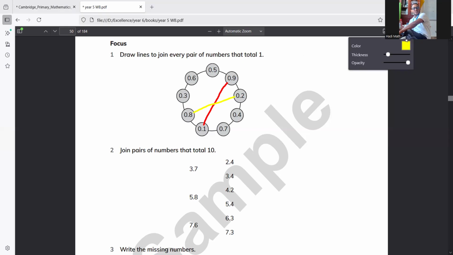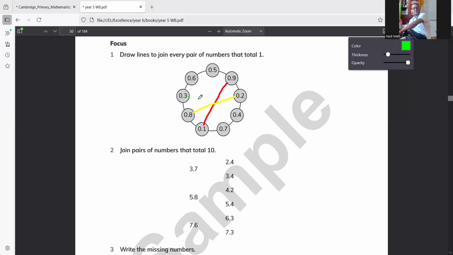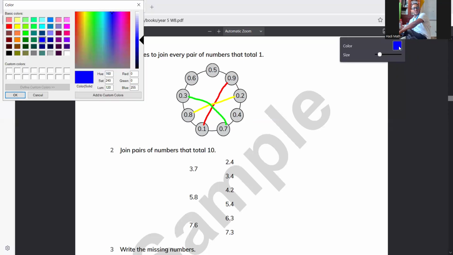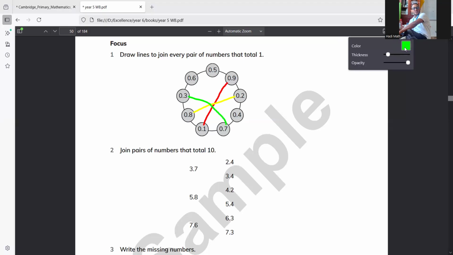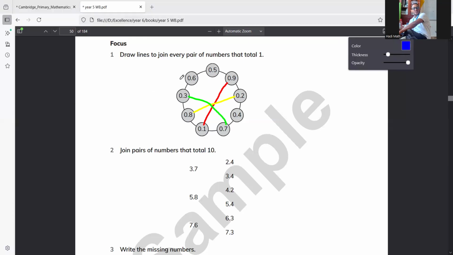0.3 needs 0.7. Let's join 0.3 with the 0.7. 0.4 needs 0.6. So we go and join 0.4 with the 0.6, and that is the point. When we go to 0.5, there is no other 0.5 to join it with, so it's not joined.